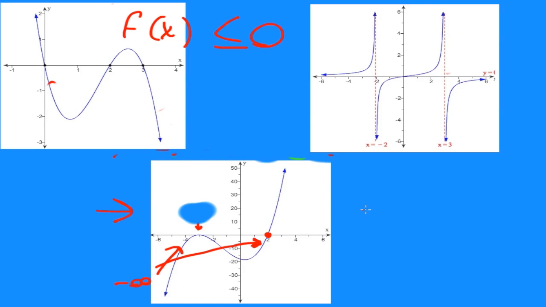So you have negative infinity to 2. And is 2 an endpoint? Yes, it's the endpoint of this whole line right here. So bracket. And that's your answer.